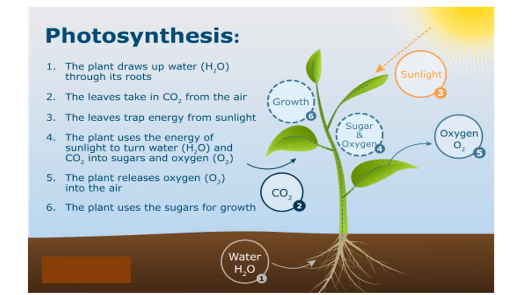The plant uses the energy of sunlight to turn water and carbon dioxide into sugars and oxygen, which is denoted by point number 4. This sugar is basically in the form of glucose. The plant releases oxygen into the air, point number 5. Finally, the plant uses the sugar or glucose for its growth.